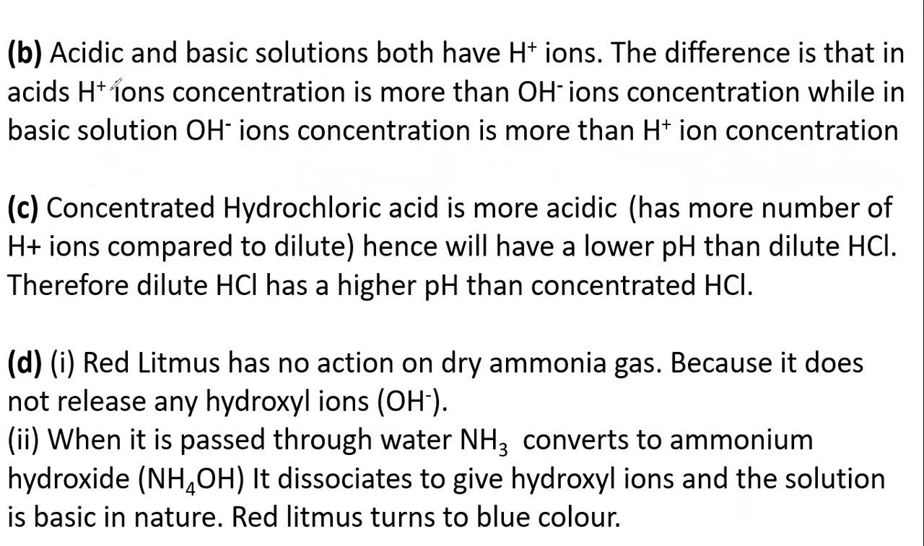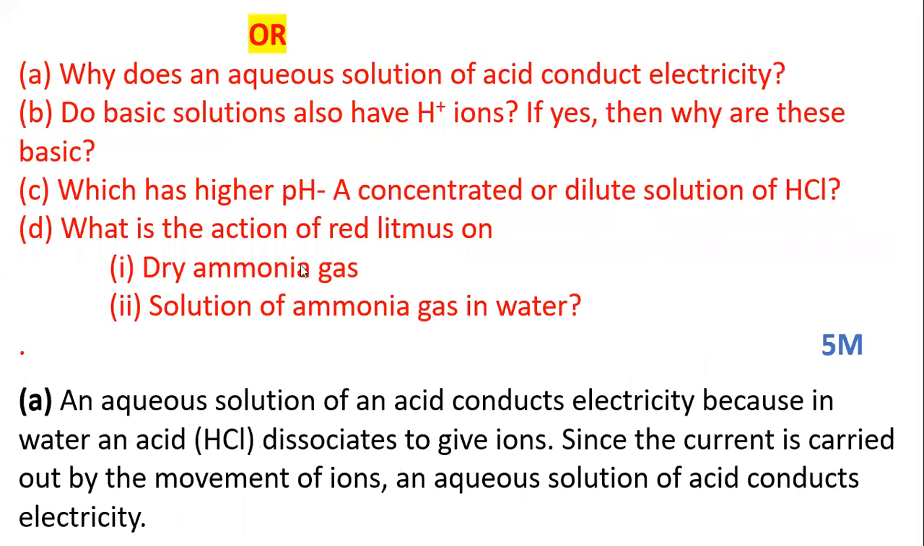Now see the answer. Acidic solution and basic solution both have H plus ions. The difference is that in acids, H plus ion concentration is more than OH minus ion concentration, while in basic solution, OH minus ion concentration is more than H plus ion concentration. Understood? Let's move to the C question.